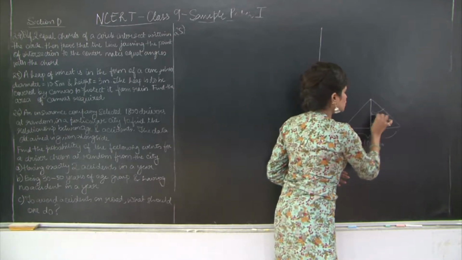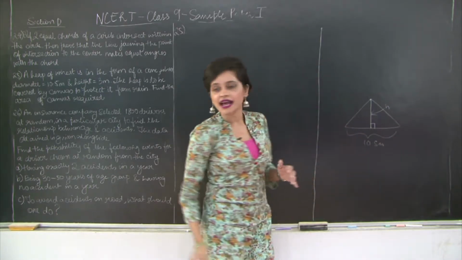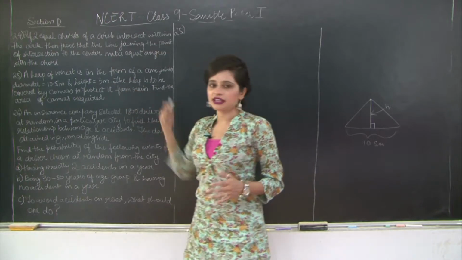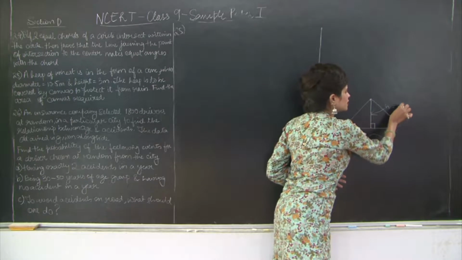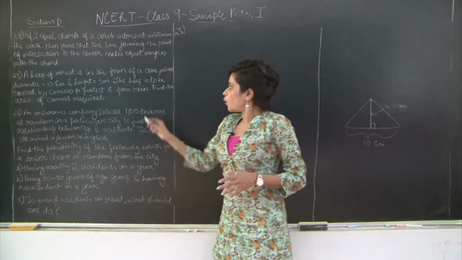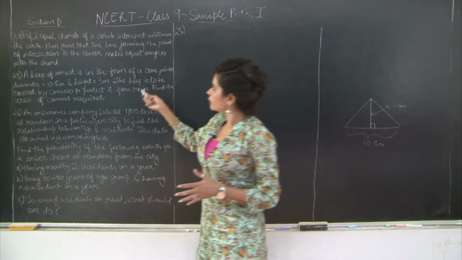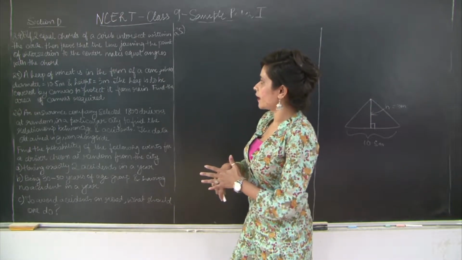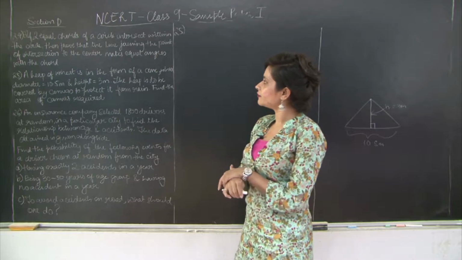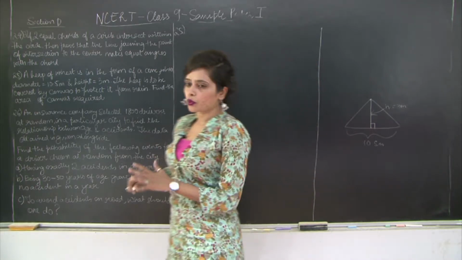So this is going to be your height, and this height is given to be how much? 3 meters. Now let's see, what do we need to find? So let's write this down, 3 meters. What do we need to find? The heap is to be covered by canvas and protected from rain. Find the area of canvas required. So how do you find the area of canvas required? What are you going to do?